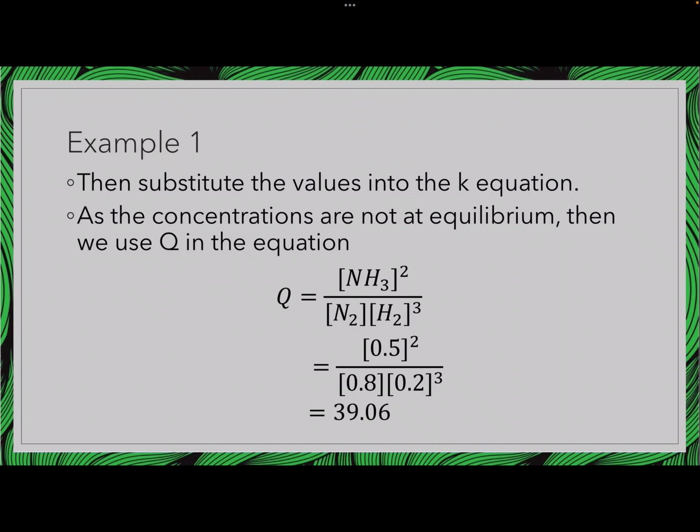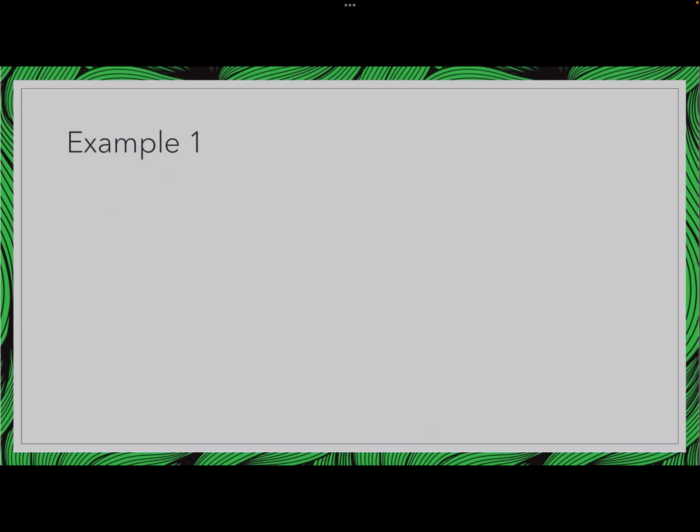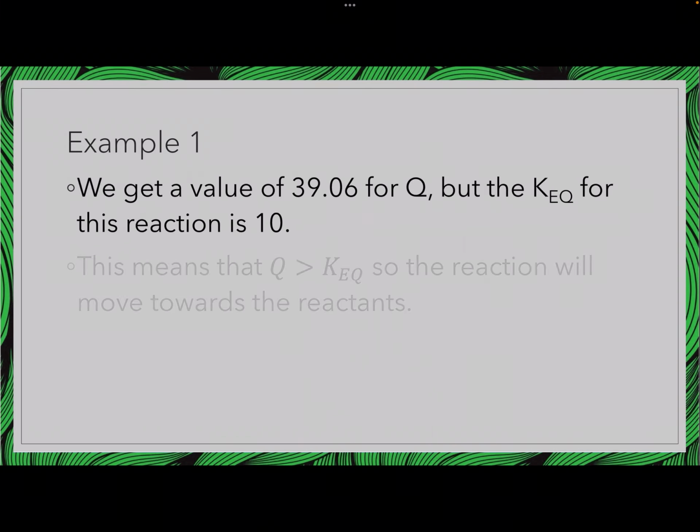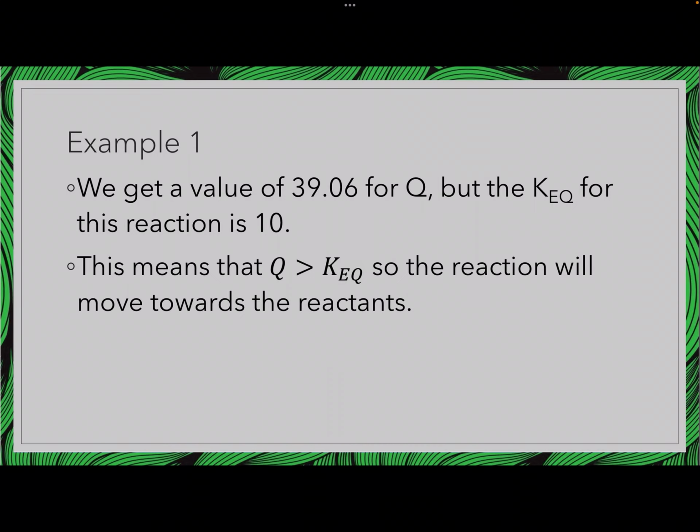So our KEQ is 10. Is that equal? No. 39.06 is not equal to 10. So what is it? Well, Q is greater than KEQ, and so the reaction will move towards the reactants. At this time point where we took those concentrations, it's not at equilibrium. It's going to shift towards the reactants to come to equilibrium. So there are too many products in this one.